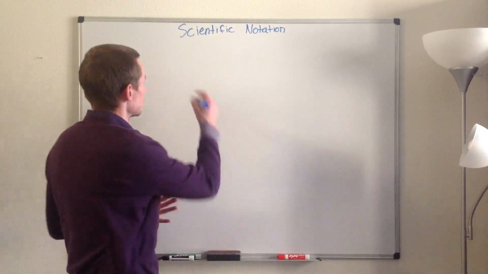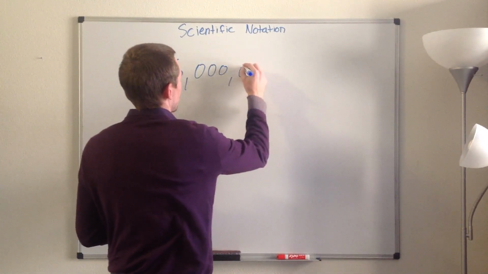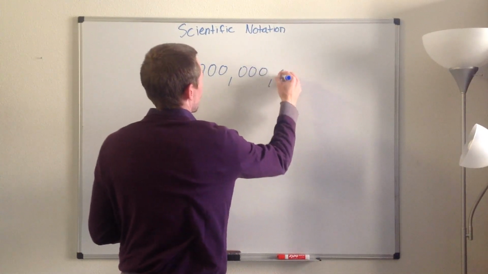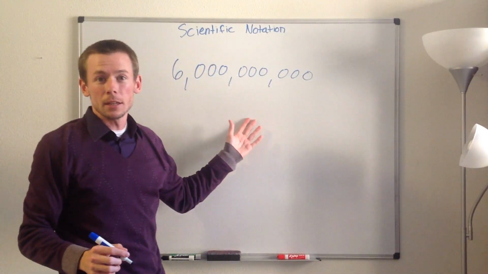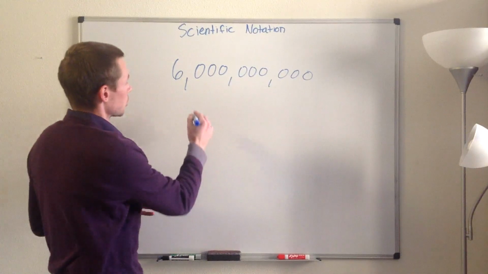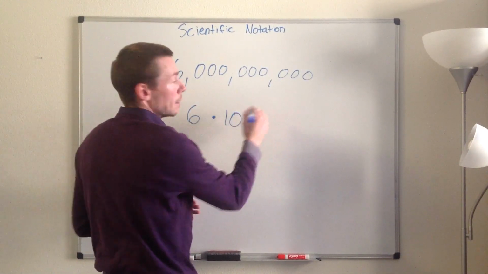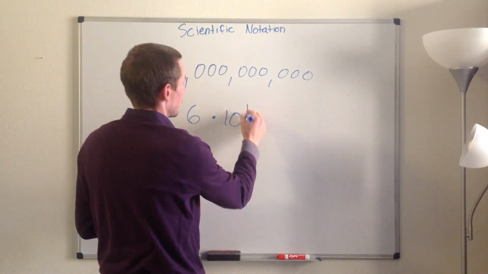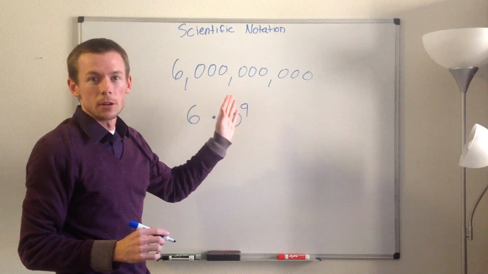So for instance, if you had a number like 6 billion, it's much easier to write 6 times 10 to the 9th than it is to write all those zeros.